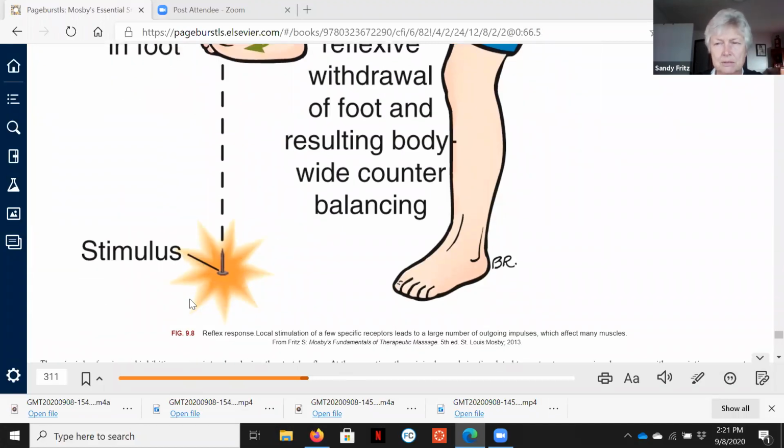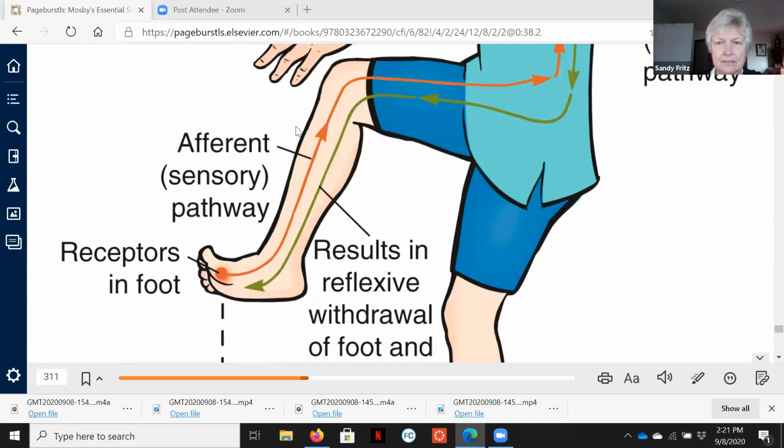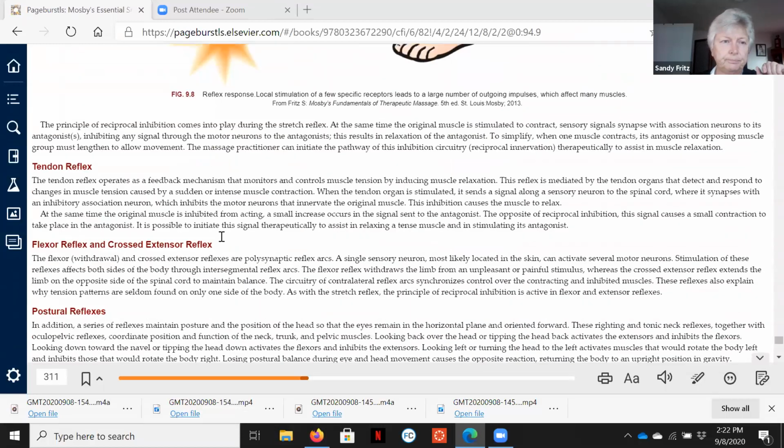But everything starts with a stimulus. So massage is a stimulus that sends a sensation where the central nervous system has to make a decision about that. And then that decision comes out through the motor nerves, and then the muscle and or organ function kicks in. So massage is a stimulus. That's what we do.